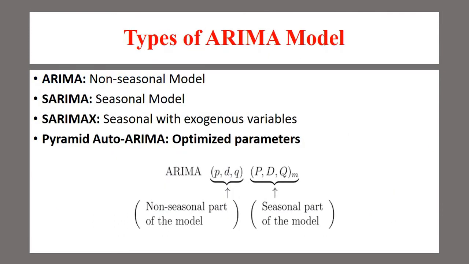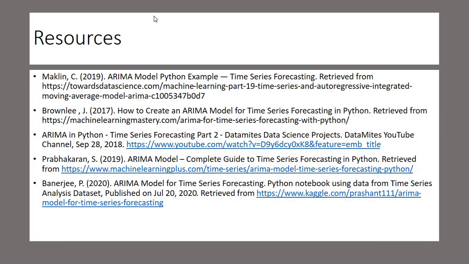Also, there are several types of the ARIMA model: a non-seasonal model, seasonal with exogenous variables, and auto ARIMA, which has optimized parameters. So I'm going to talk about these types of ARIMA in Python. Also, I used these sources for the coding in Python. You can use them as more information for the code. If you need more information, you can use these sources to reach the original code.